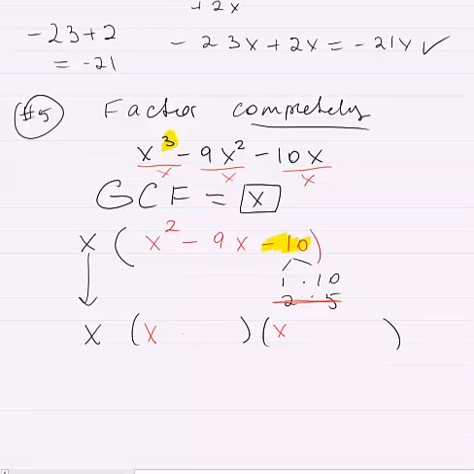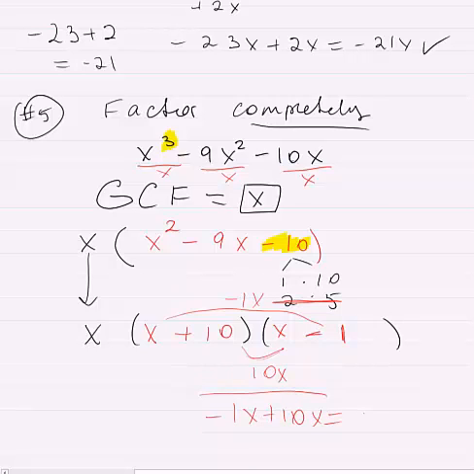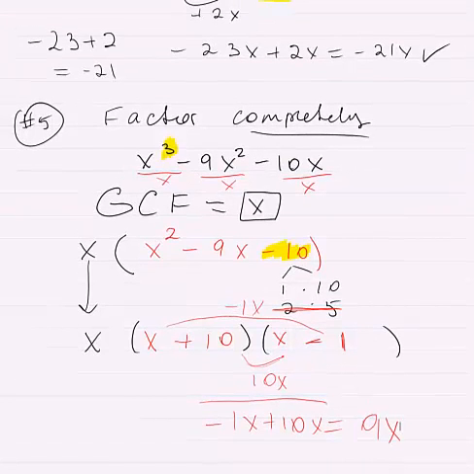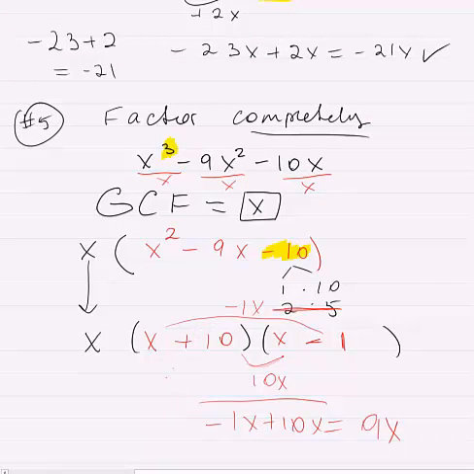So I'm gonna put, you see, if I put plus 10 and I put minus 1, alright, I'm getting minus 10 as I want, but if I check the middle term, the 10x, and this one right here is minus 1x, I'm actually going to be getting minus 1x plus 10x. That gives me 9x. And I want minus 9x. So what do I do? I'm just going to simply erase. Sorry, guys.